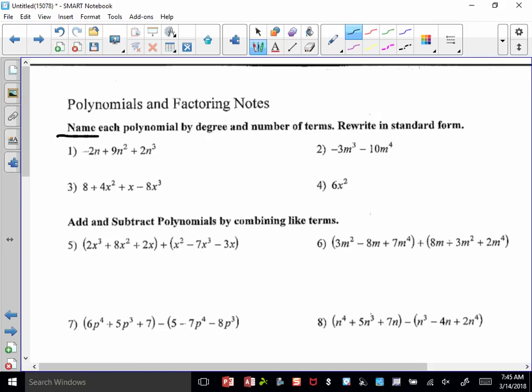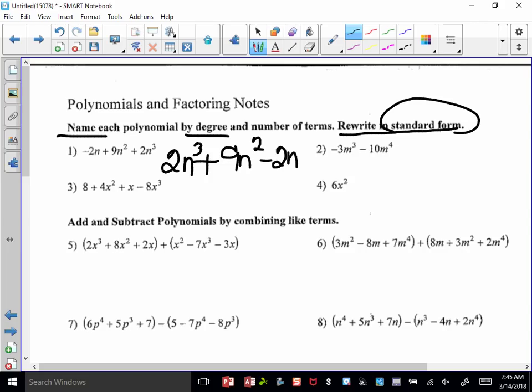So besides naming the polynomial and the degree, it also says rewrite in standard form. Okay, standard form simply means you always write your polynomials in the order of the highest exponent. So like I would put this in standard form by rewriting the 2n to the third term first, then the n to the second term next, minus the n to the first term. Okay, so that's how you actually put it in standard form. You go in descending order of the powers. Okay, descending order, so from highest to lowest.